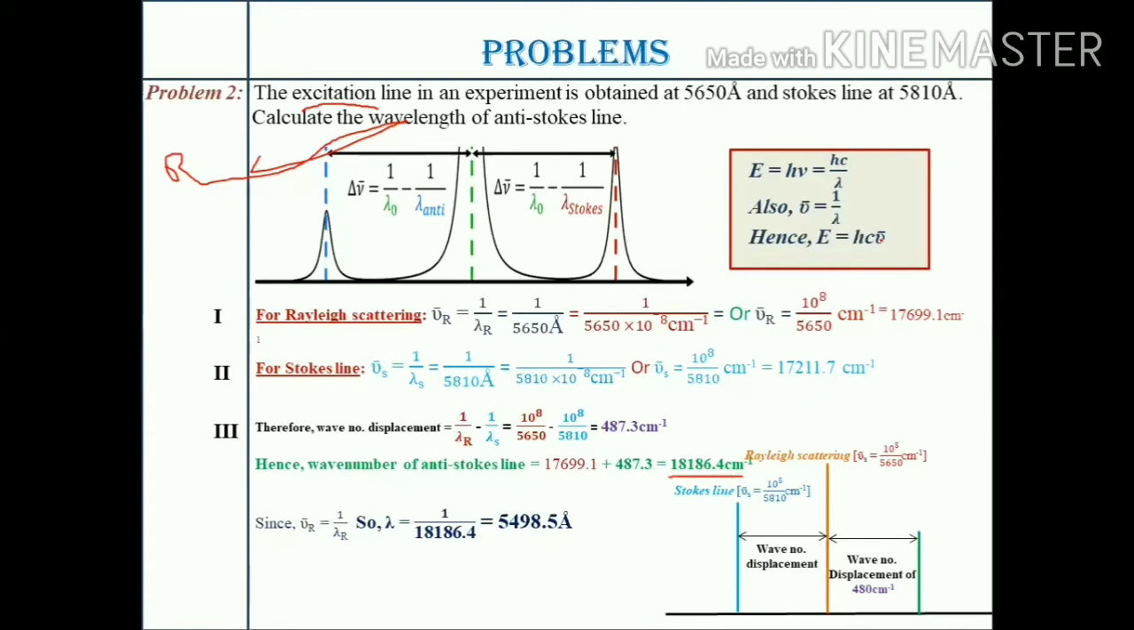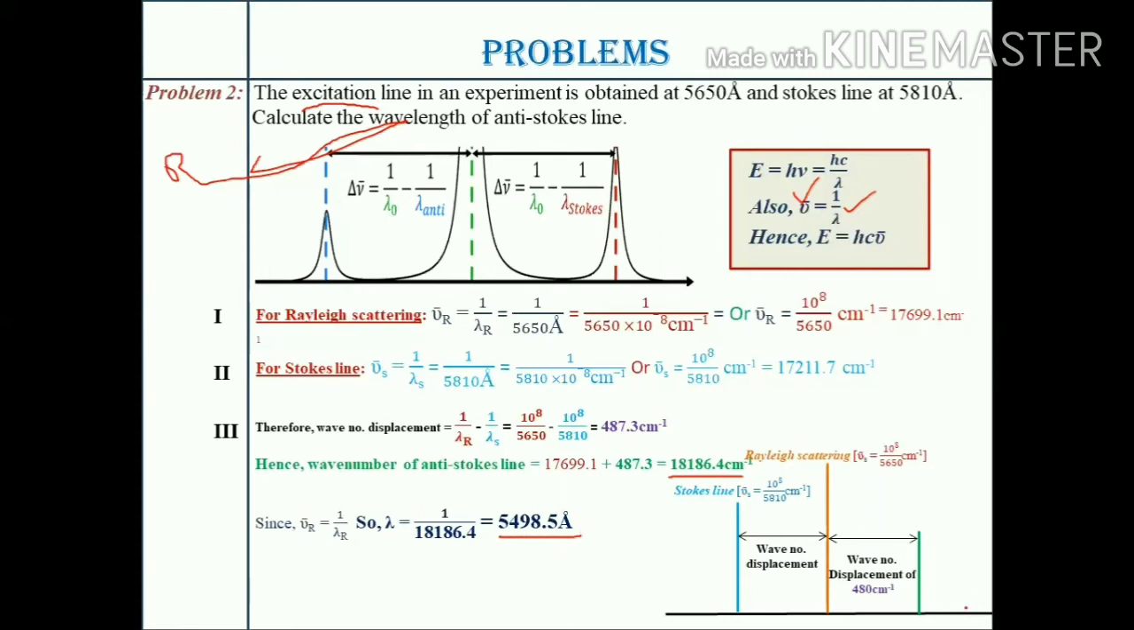Very simple. I know that wave number is the inverse of wavelength. I know the value of the wave number over here, that is 18186.4. So I can calculate the value of wavelength from it. The wavelength will be 1 over 18186.4. That comes out to be 5498.5 angstrom. Now this is my final answer, that is the wavelength of the anti-Stokes line. I've converted it to angstrom also in the last step.